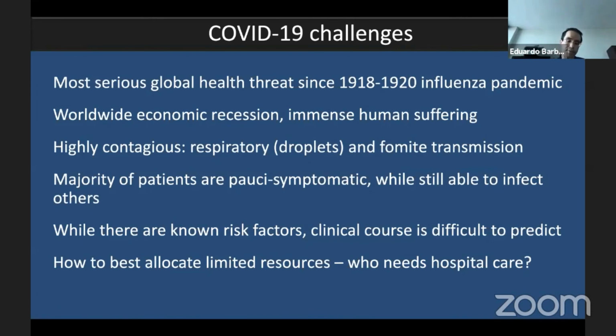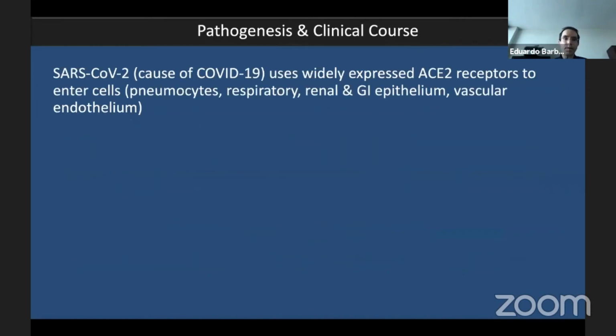Who needs ICU admission? We all know pathogenesis of this disease. I'm just going to briefly talk about this. We know that the virus uses angiotensin converting enzyme type 2 receptors to enter human cells. That basically allows the virus to access a wide variety of tissues in the body. For example, pneumocytes in the lung, respiratory epithelium, renal, GI epithelium, and the vascular endothelium. And that tells you a little bit about what it can do in the body.